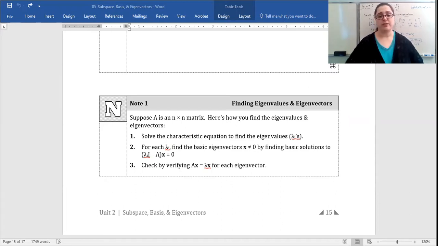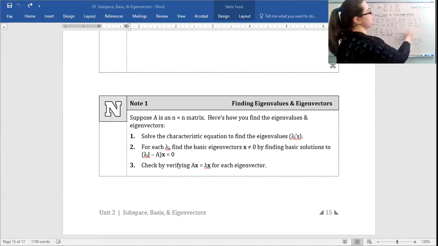Then for each of those eigenvalues, we're going to find the basic eigenvectors by finding the basic solutions to lambda I minus A times x equals 0. Basically, what that means, so back over here, we had this matrix when we did xI minus A. So if I wanted to find the eigenvectors for these eigenvalues here, I would take -2, plug that in, and then I would solve that as if it were a homogeneous system. That matrix, I would row reduce it and get the solutions. Then I have to repeat that for 5 and for -7.